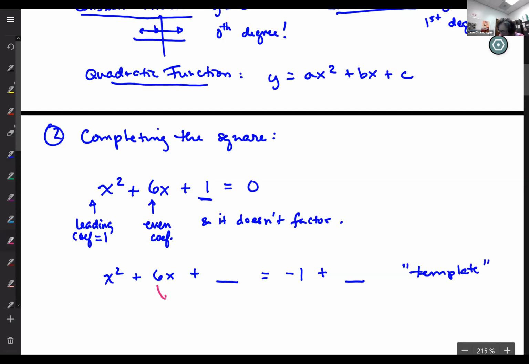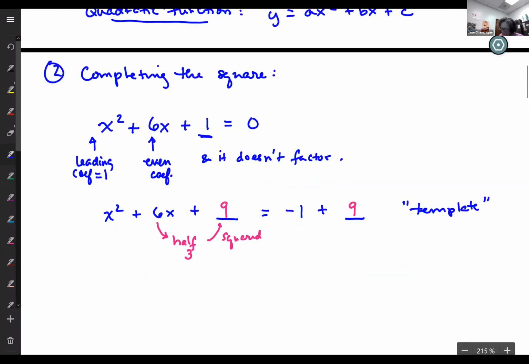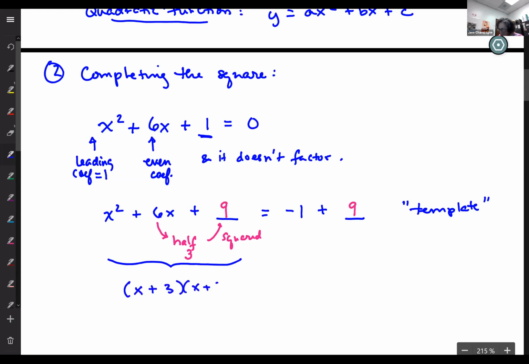You take half of that. That's why it's nice that it's even. And then you square it. Half of it, of course, would be 3. Squared would be 9. And you add that to both sides. Because then what that does is allow you to factor that trinomial as x plus 3 times x plus 3, or x plus 3 quantity squared. And then you just combine the numbers on the other side, in this case to get 8.